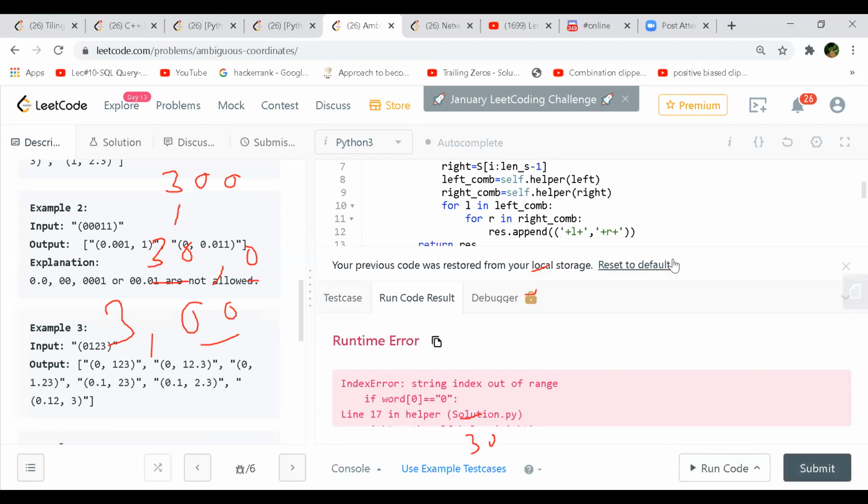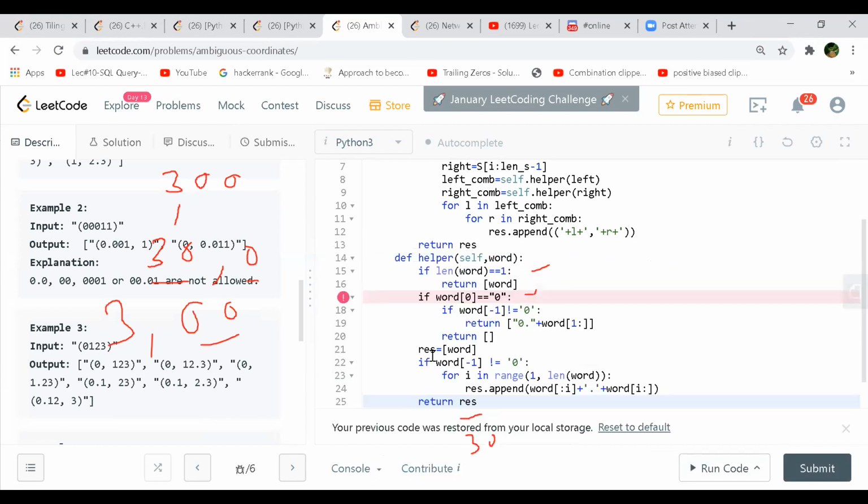I think some mistake I made. It's the index. Looks like some index I'm giving wrong. So in that case, it should be 30 and 0. I think that is the only one valid answer. Correct. So I think you cannot break more than that.